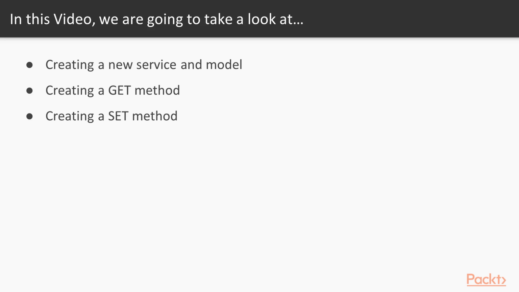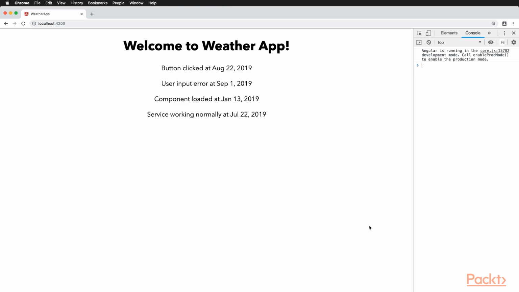In this video, we're going to create a new service with its own data model. And then we're going to create a get method and a set method. So if you fire up your application with ng serve, this is how we left the app in section 1 with our log service. In this section, we're going to create a weather service and some weather components, because further down the line we'll be creating a weather application.